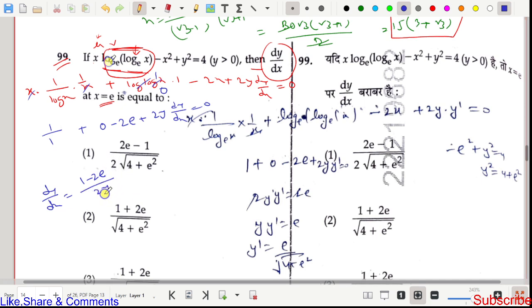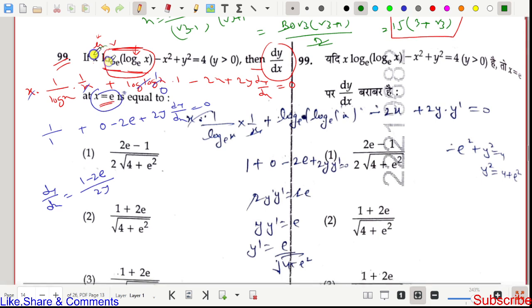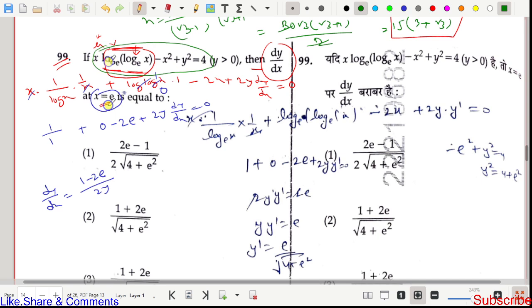Now we need to find the value of y. Value of y at which point? At the point x equals e. Clear? Since the point is given, how to find y? From the given equation we can find the value of y by substituting x equals e.